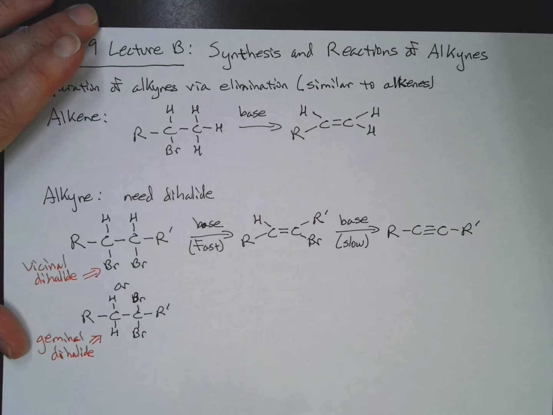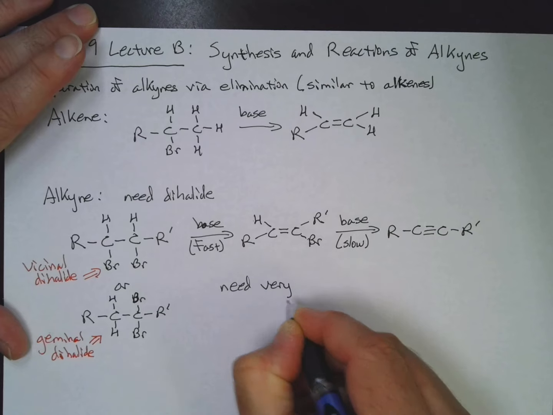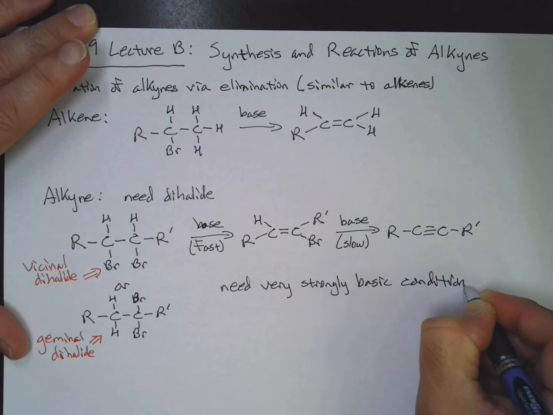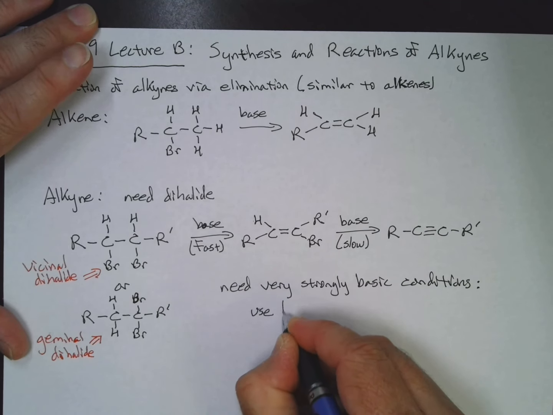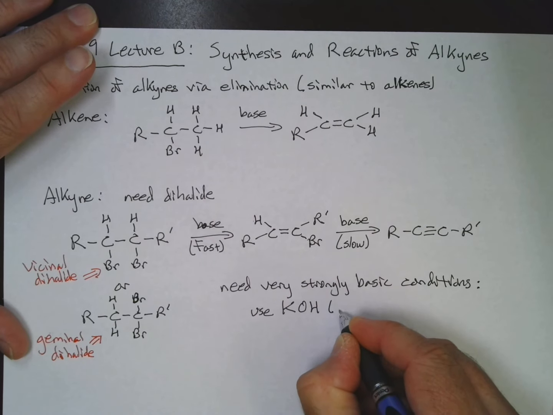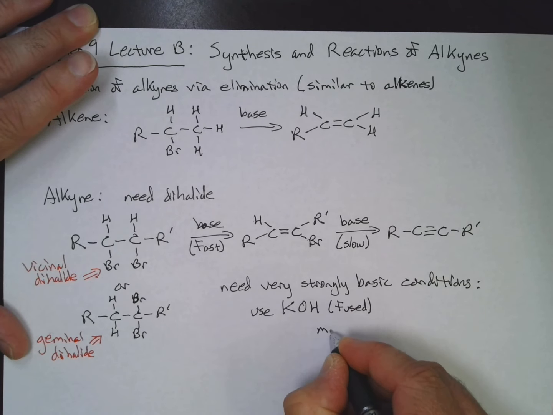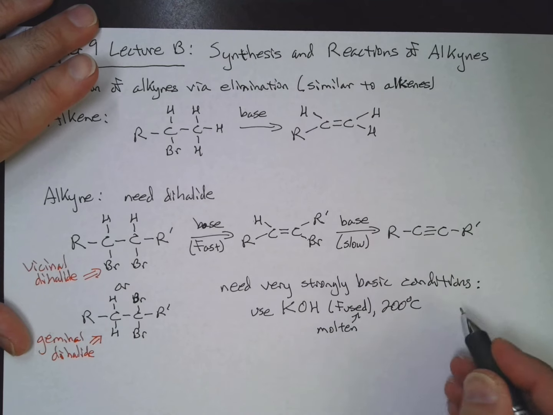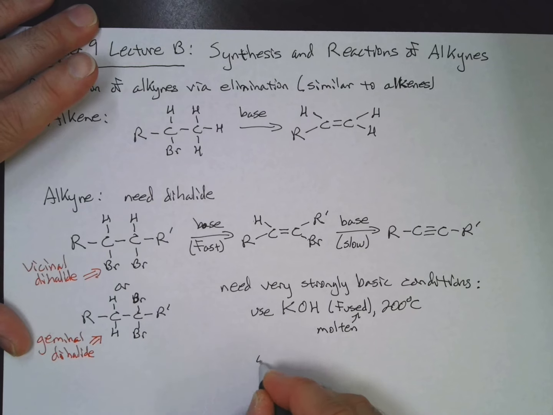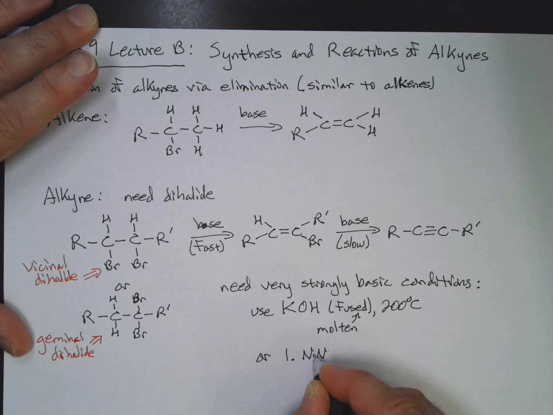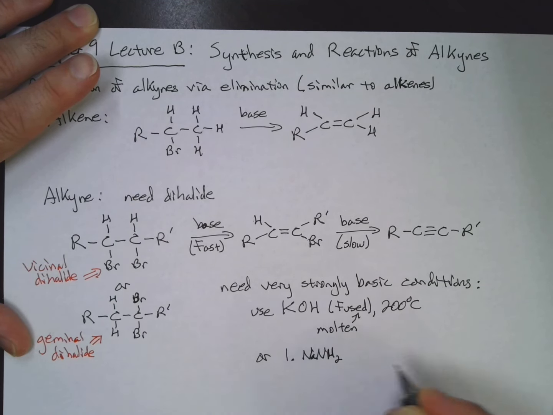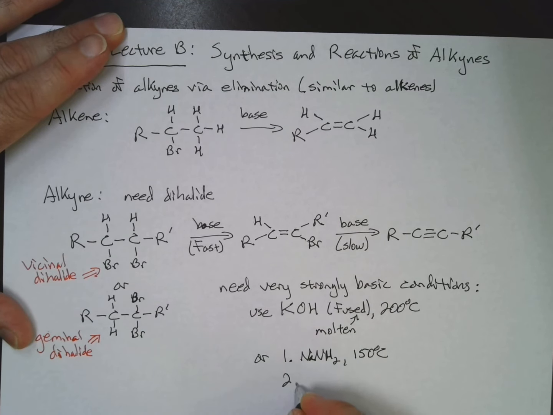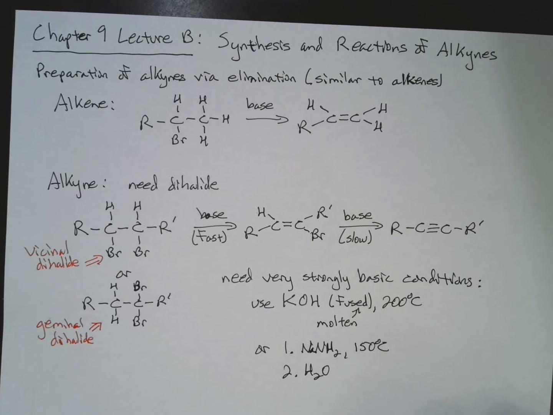Now, the conditions here have to be very harsh, so we need very strongly basic conditions. So we could use KOH, so potassium hydroxide, which is fused, we say, which really just means molten, and something like around 200 degrees Celsius. If you just wrote a delta for heat when you're writing out this reagent, that's fine. Or we could use sodium amide, NaNH2, and heat, followed by water to quench the reaction.